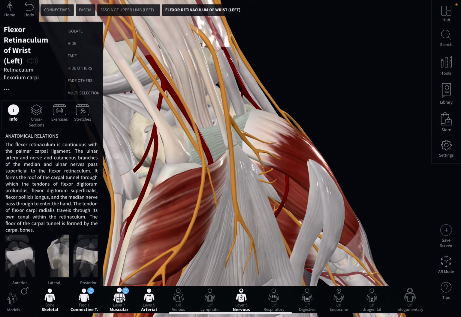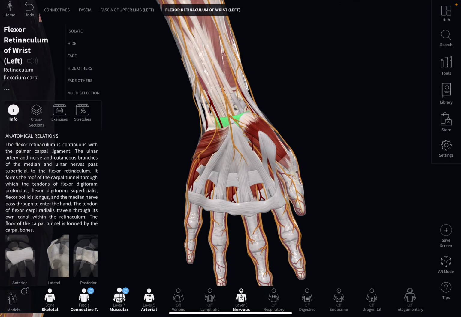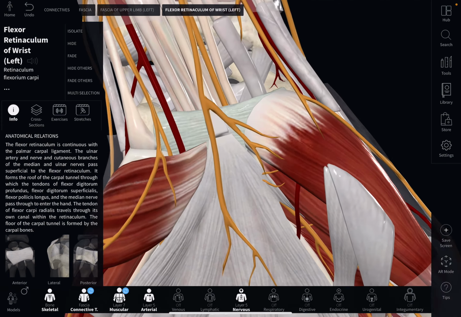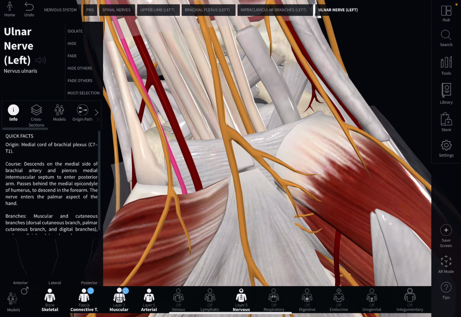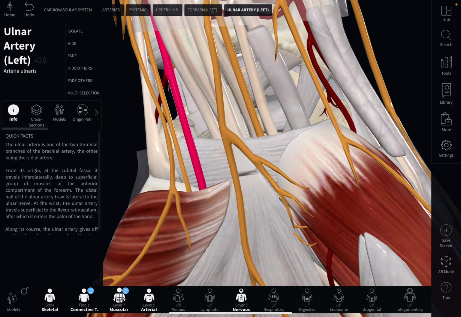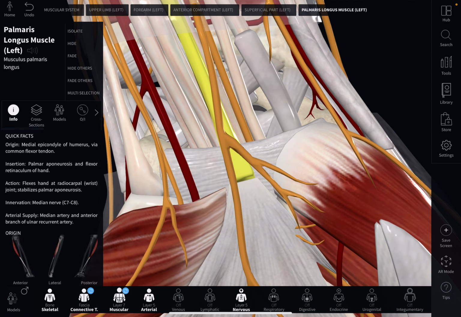Now passing superficial to the flexor retinaculum, from medial, the little finger side, to the thumb side, we have the palmar cutaneous branch of the ulnar nerve, and this is the ulnar nerve itself. This is the ulnar artery, and then we have the palmaris longus.